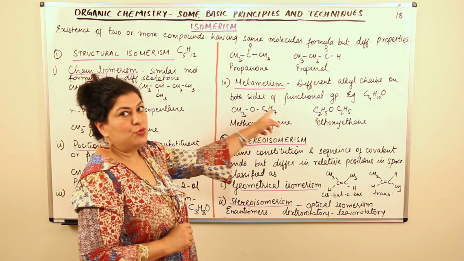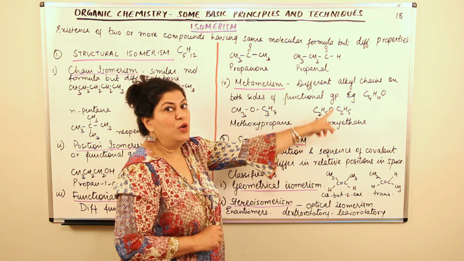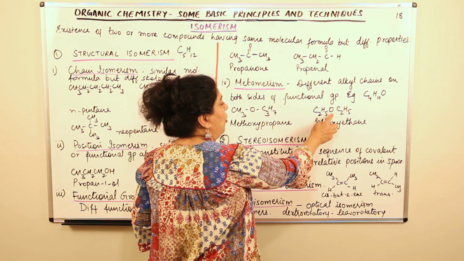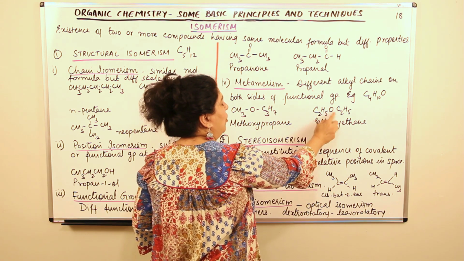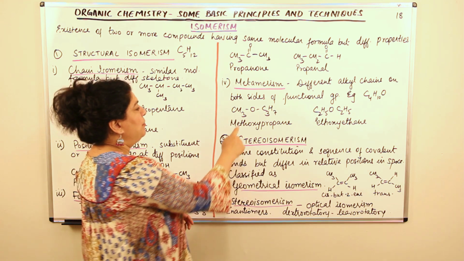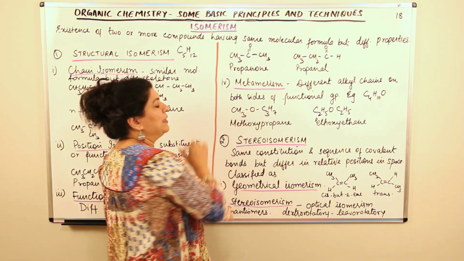And then CH2, CH2, CH3. Here you have CH3, CH2, O, CH2, CH3. So in this compound, on both sides of the oxygen, you have two carbons. But in this compound, in methoxypropane, you have a propyl group on one side and a methyl group on the other side.